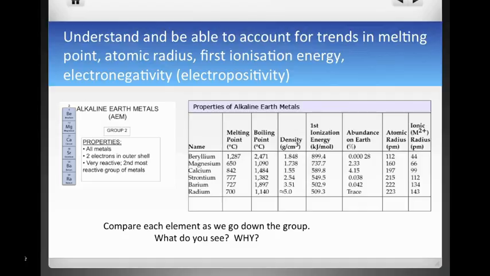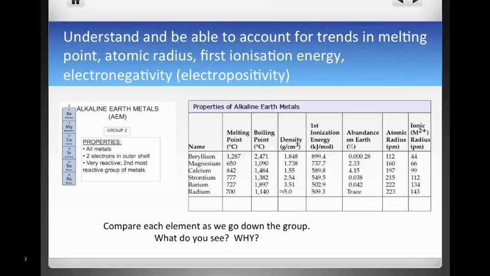Let's take a look at the periodic table and the information that can be gleaned from particular properties of the alkaline earth metals. You can take a look at their melting point and their boiling point. You can see, generally speaking, as we go down the group, the boiling point and melting point decreases. The ionization energy decreases. The atomic radius increases. And the ionic radius generally increases.